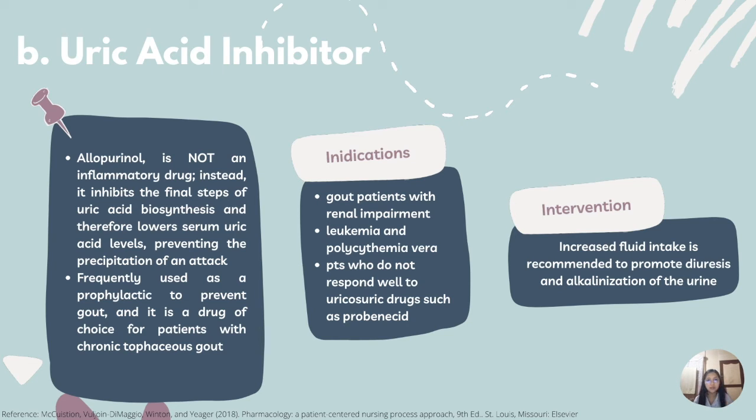Allopurinol is also indicated for gout patients with renal impairment. It is useful for patients who have renal obstructions caused by uric acid stones and for patients with blood disorders such as leukemia and polycythemia vera. It is also given to patients who do not respond well to uricosuric drugs like probenecid. When our patient is taking allopurinol, we are going to recommend that they increase their fluid intake to promote diuresis and alkalinization of the urine.